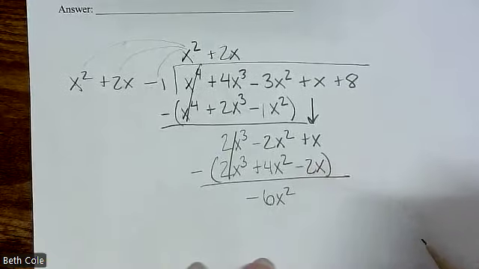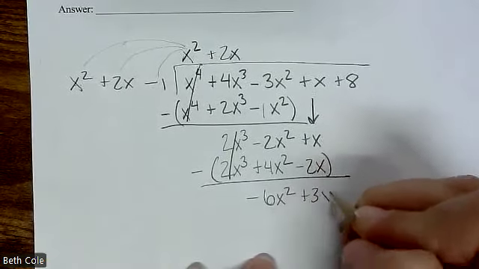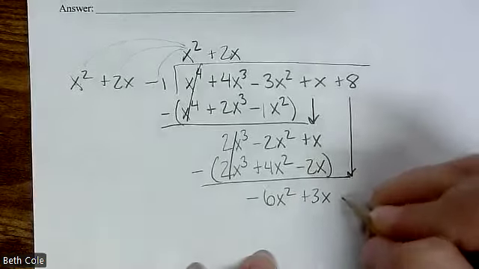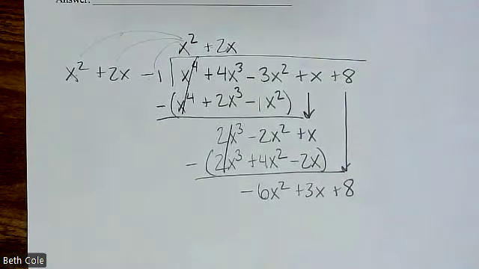And then what will this column give us? Yeah, plus 3x. Good. You're going to bring down the 8 and you're going to do it one more time. One more time. Is it good so far? Yay. Success. I love that for you.